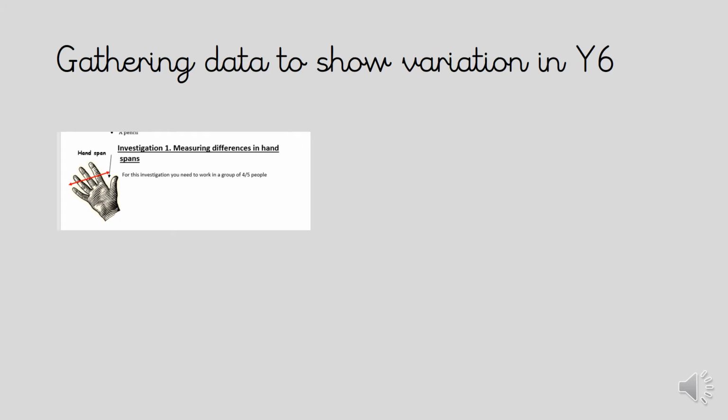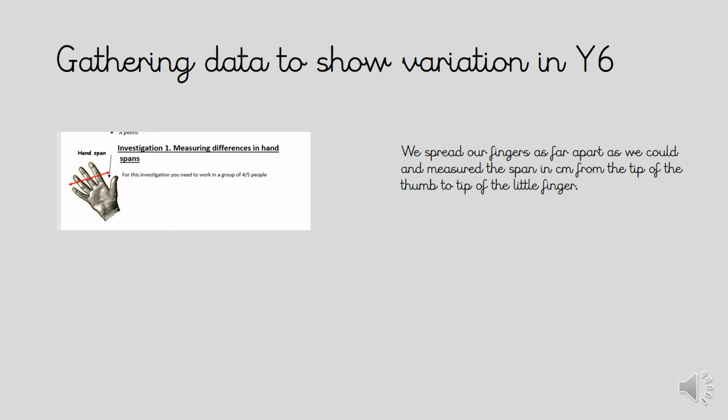Okay, so just to fill you in with what data we're going to be working with, in class we've been looking at gathering data to show the variation in Year 6. So we asked the children if they could measure their hand span, so have a look at what we asked them to do. So we spread our fingers as far apart as we could and we measured from the tip of the thumb to the tip of the little finger. And we recorded this data in seconds.